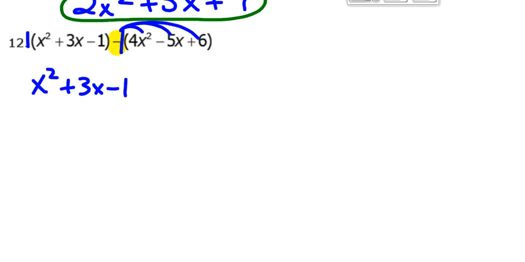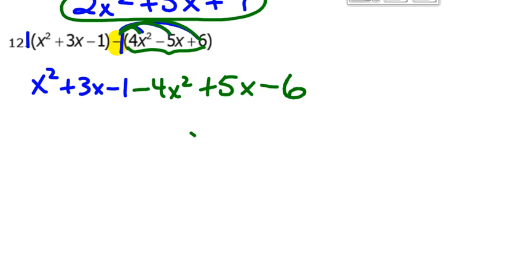Negative 1s, though, are going to change everything on the inside of the parentheses. So whatever's in here, if it's positive, it's going to be negative, and vice versa. So this happens to be negative 1 times positive 4. That's going to be negative 4x squared. Negative 1 times negative 5. Two negatives make a positive, so be careful with that. And negative 1 times positive 6 gives me negative 6.